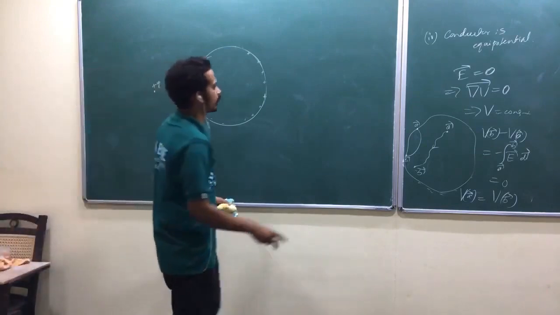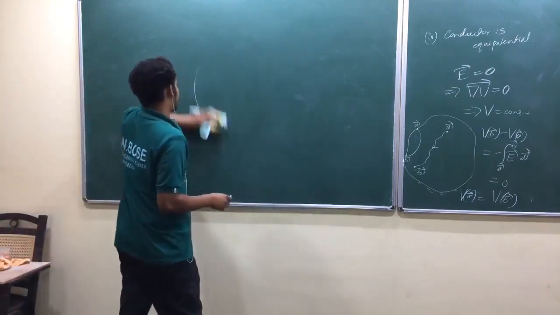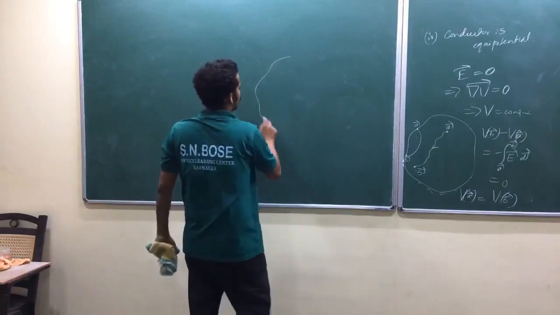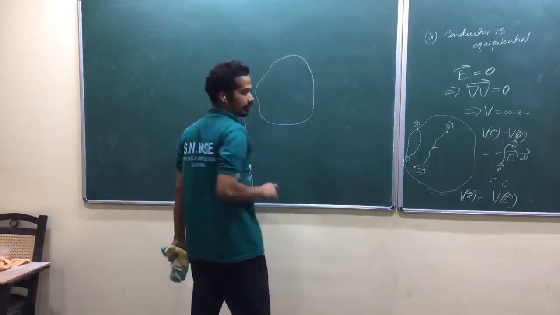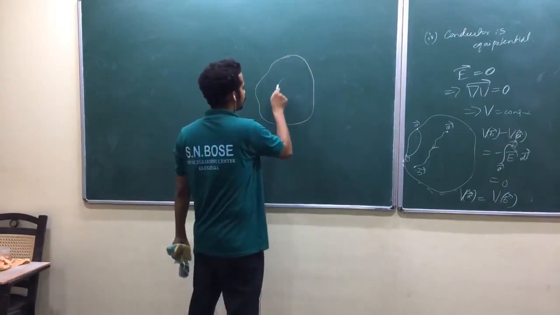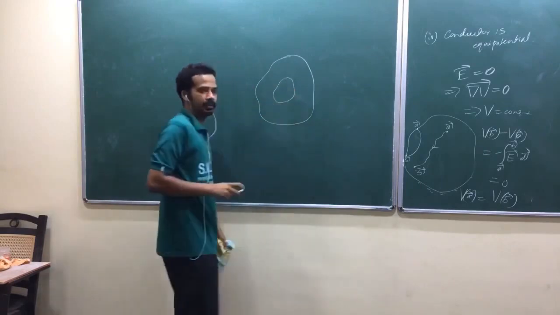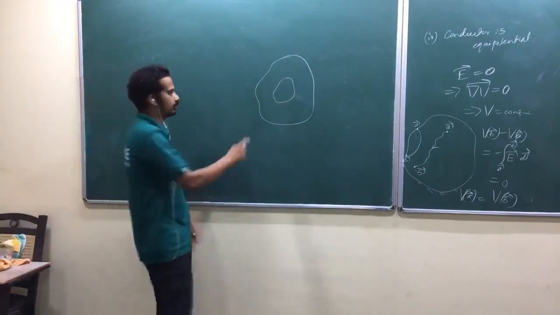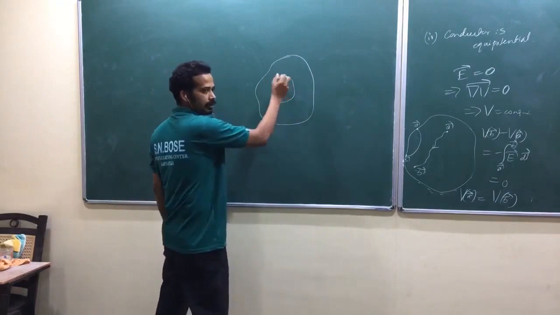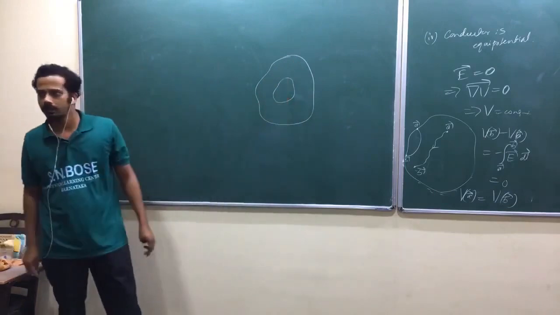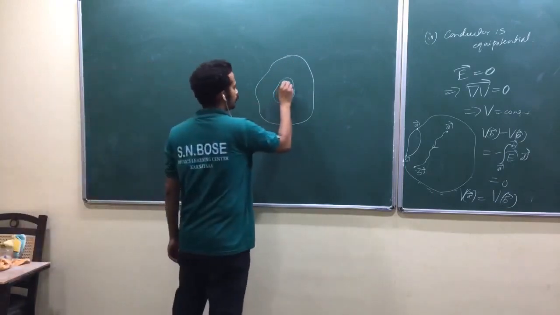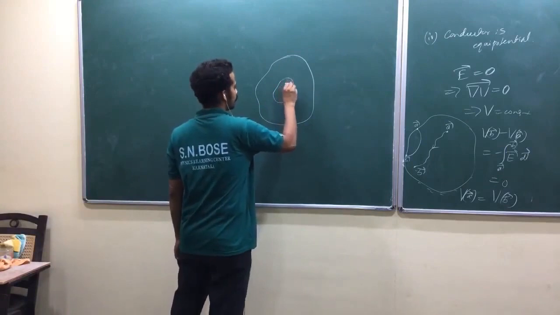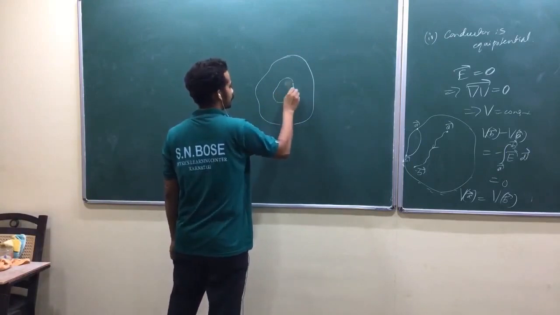Now let me take one more idea. I have a conductor, and I have a cavity inside the conductor. This is the conductor region, and inside I have an empty space. In that empty space, I am going to put a point charge plus Q.